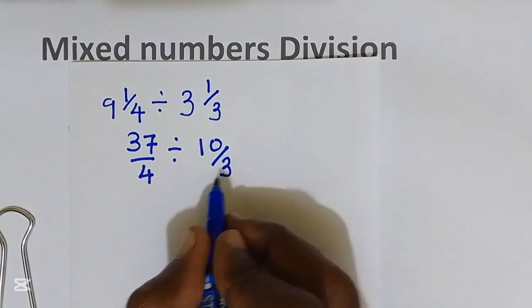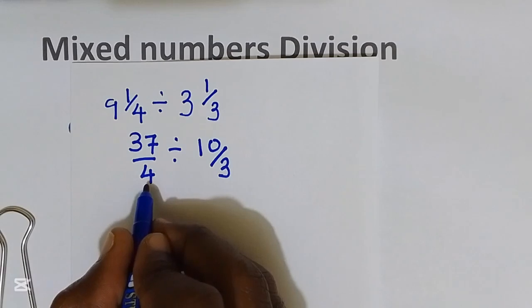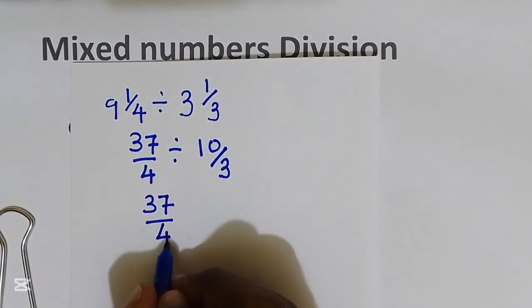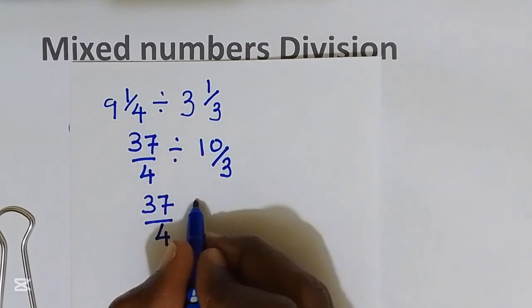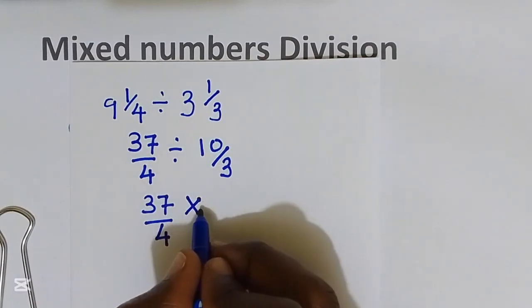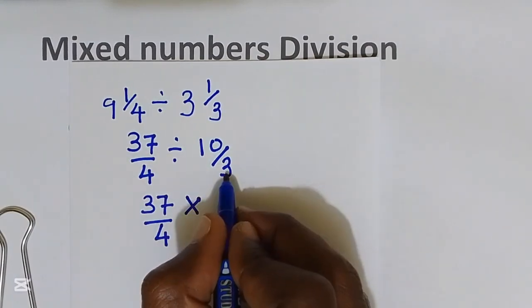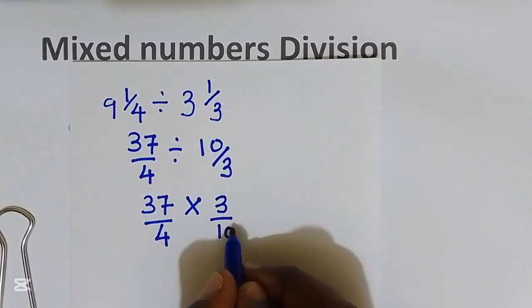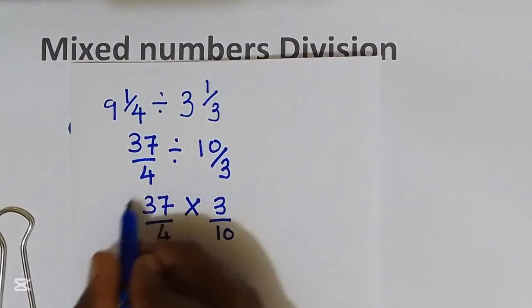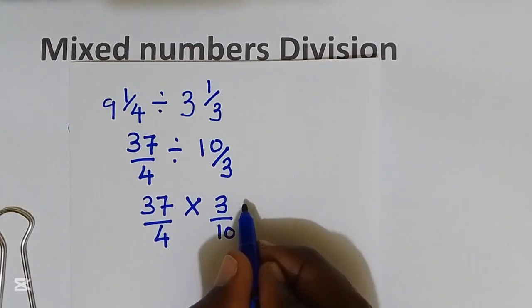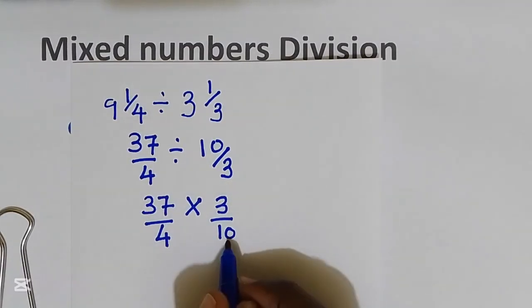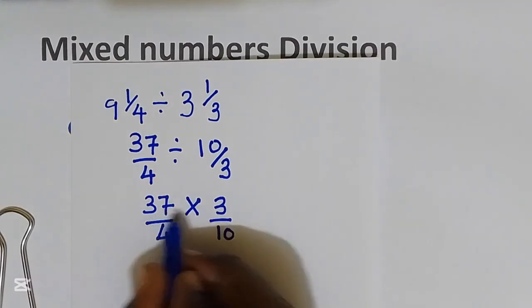The second step, we are going to keep the first fraction, that is 37 over 4. We are going to change the sign into multiplication. Then we are going to flip the second fraction. That is going to be 3 over 10. There is no room to simplify here, so we are going to multiply the numerator by numerator and denominator by denominator. That is going to be 37 multiplied by 3.